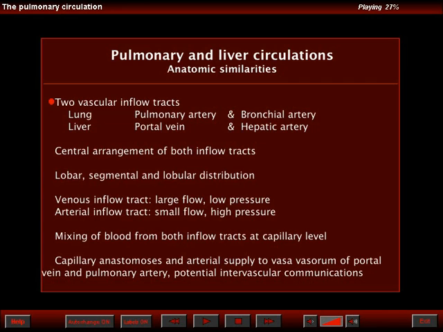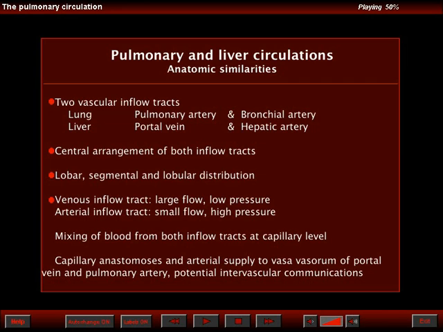The hepatic arteries are the ones that nourish the hepatocytes, and regeneration of hepatocytes and neoplasias can show increased hepatic arterial hypervascularity. The central arrangement of both inflow tracts is common to both the lungs and the liver. There is a lobar, segmental, and lobular distribution.